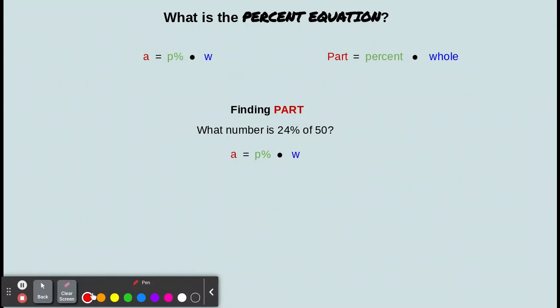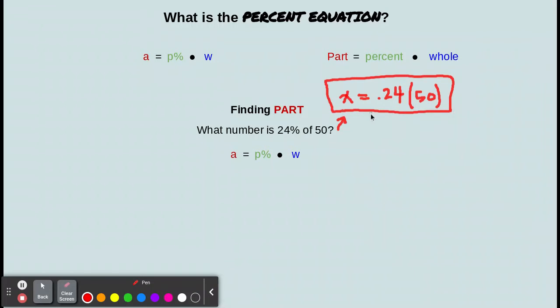And as a side note, if we were to translate this sentence directly into math symbols, we would find that what number, x, is always an equal sign, 24%, of is always multiplication, 50. So you could translate this sentence directly into this, and you would see that it actually matches our percent equation. But that's just a side note.